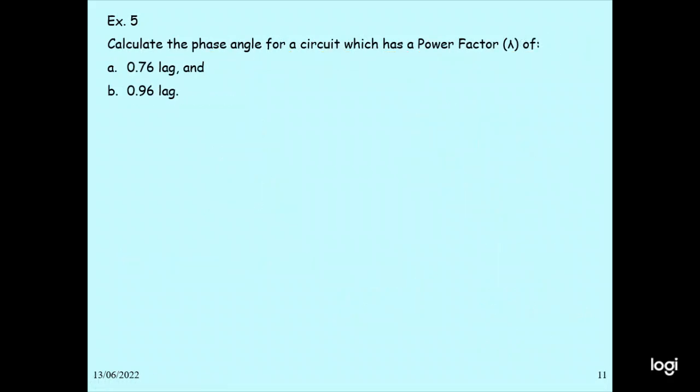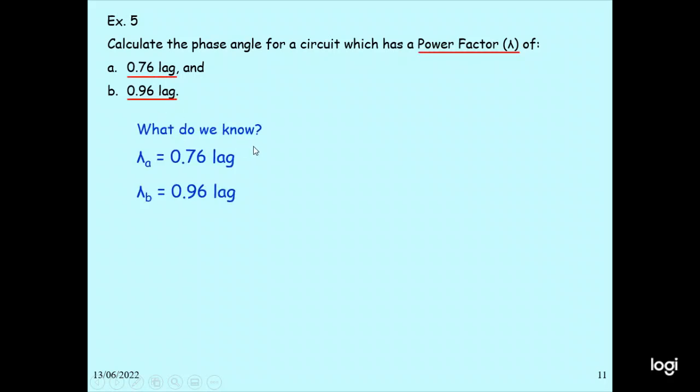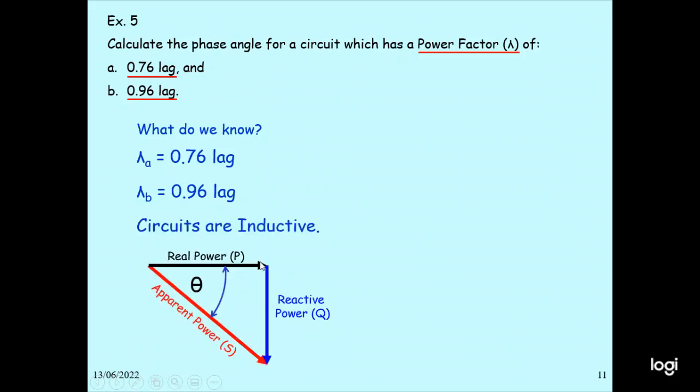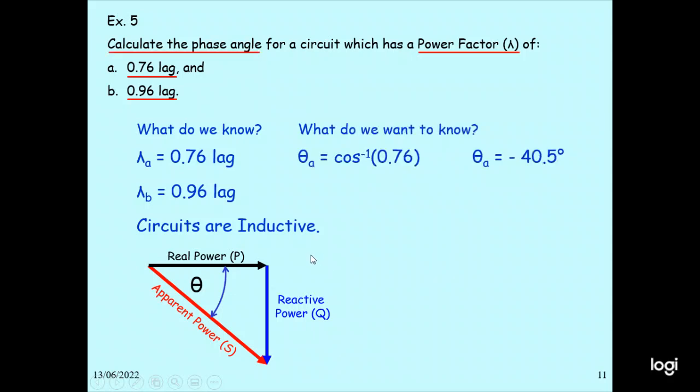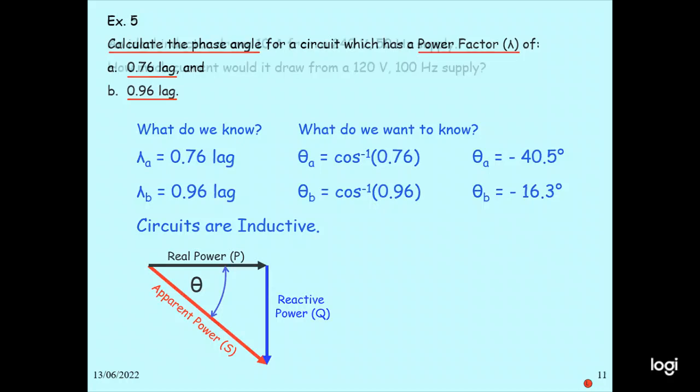Calculate the phase angle for the circuit. Power factor is 0.76 lagging and 0.96 lagging. What do we know? So the power factor is 0.76 lagging and 0.96 lagging. The circuits are inductive. Real power, reactive power, apparent power here. What do we want to know is theta is cos inverse of 0.76, you got minus 40.5 degree. Theta is cos inverse of 0.96, you got minus 16.3 degree.